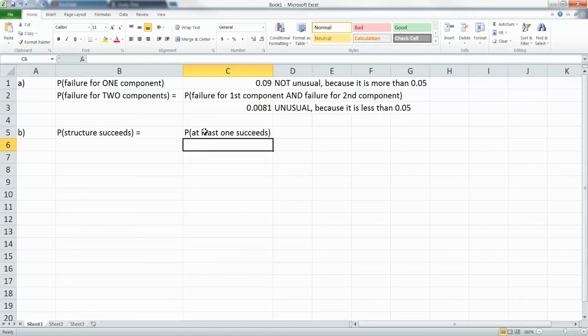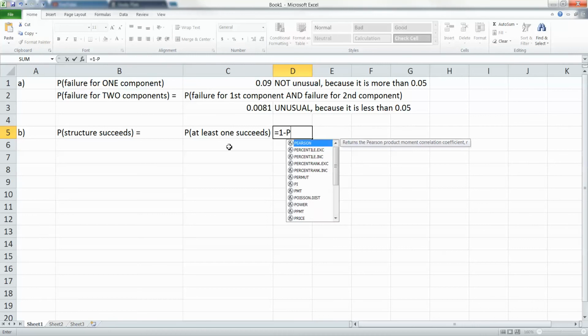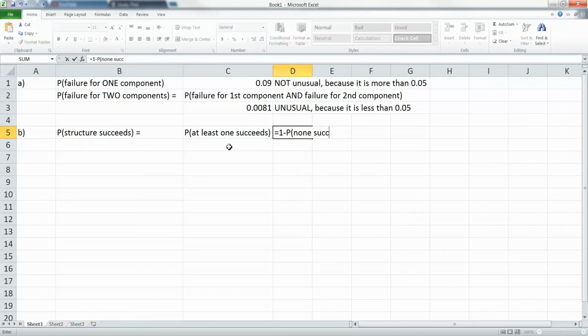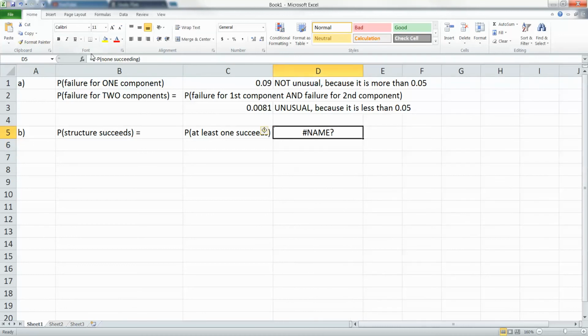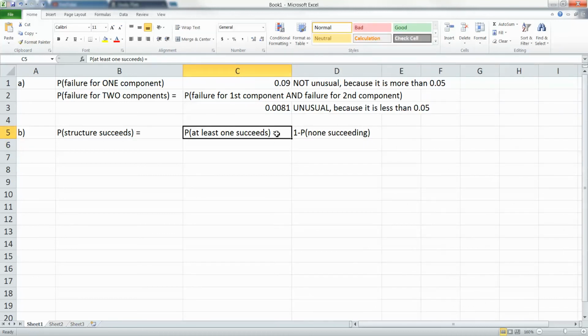But there's those magical words, at least one. Whenever you want to find the probability of at least one, you do 1 minus the probability of none succeeding. Oh, it's not going to like that, sorry, because of the equal sign in front and it's not a formula, so let me do it this way. If you want at least one to succeed, that means you want to find the chances that nothing succeeds and take it away from one. You're looking for the complement.